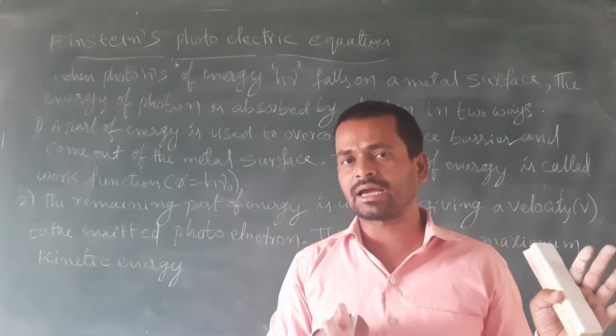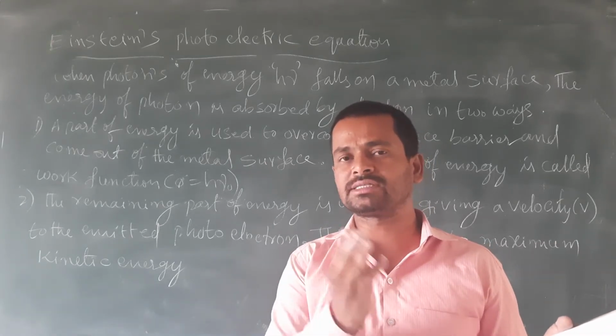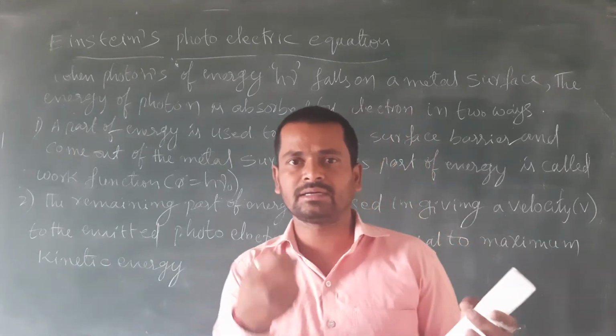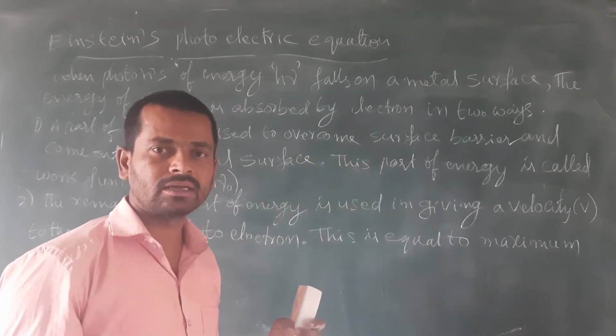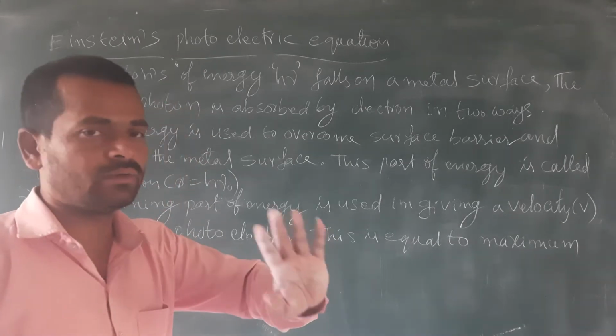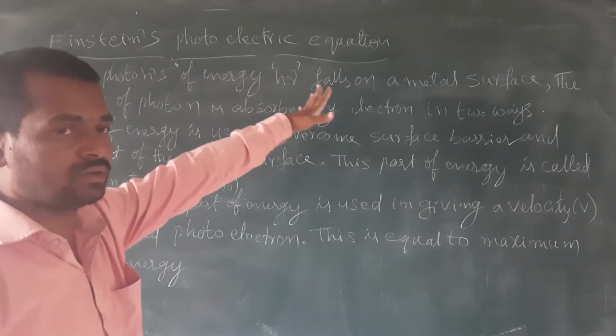Why are the electrons coming, what is happening, how are the photons falling, why are the electrons emitted, what happens to the photon, where is it going, right? So he observed and he derived one equation. That equation is called Einstein's photoelectric equation.